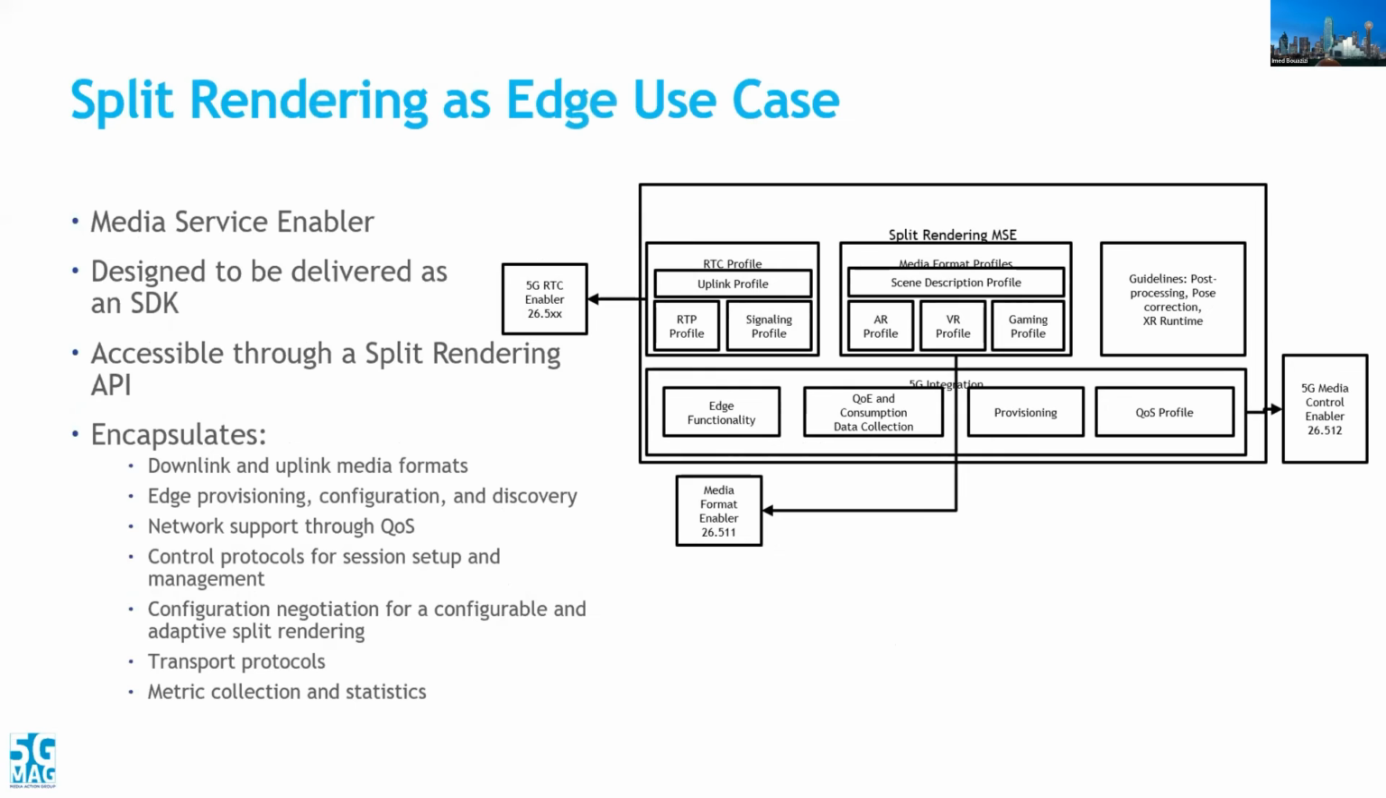We already started looking at such use cases, and split rendering is one of these. So it's basically enabling high complexity graphics applications to run on the edge, and then have a relatively simpler rendering procedure on the device. So you could think of use cases such as remote gaming or things like that as potential applications.